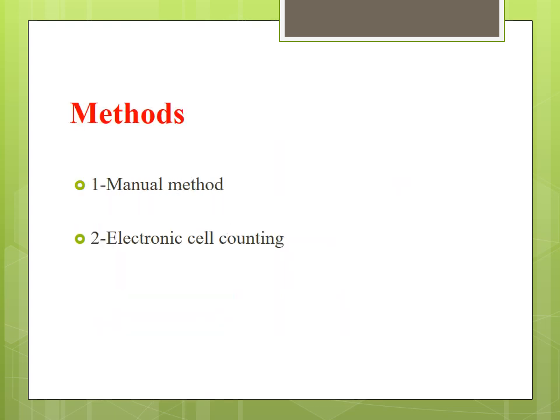Methods for counting white cells. There are two methods for counting: the manual method and electronic cell counting. The first one, the manual method, uses the hemocytometer or Neubauer chamber, which we will use in the lab. Electronic cell counting uses an electronic machine.